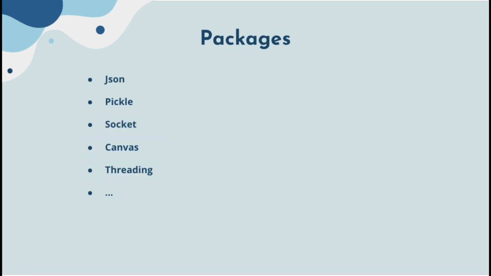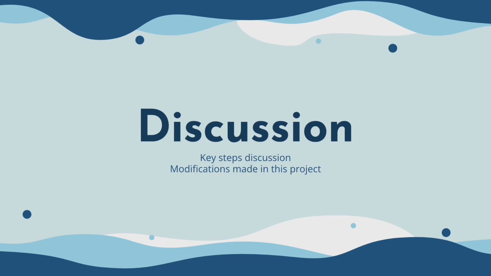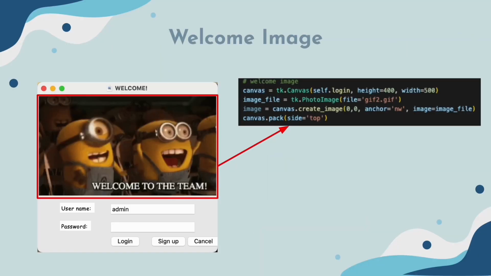And here are the other packages we used in the project, like JSON, Pickle, Socket, Canvas, and Threading. These are all commonly used packages. For the GUI part, we add a welcome picture in the first login surface. We can see that we use Canvas to add the picture.